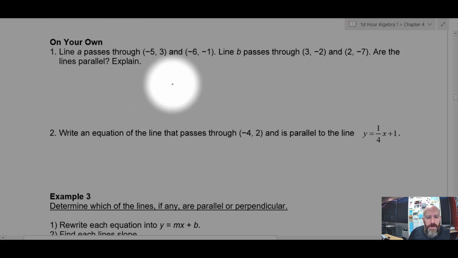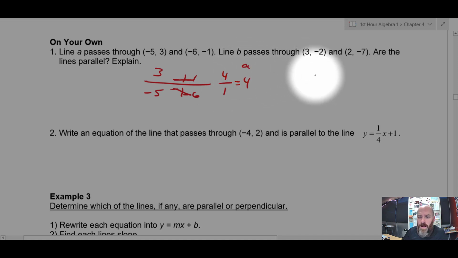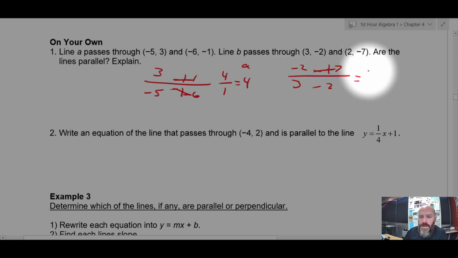All right, now that you're back, I'm going to figure out the slope of line A. So that's going to be my slope formula. So when you did this, hopefully you got 4 over 1, which is 4 for line A. So line A has a slope of 4. Line B, negative 2, 3, negative 7, 2. I'm going to get 5 over 1. So they are not parallel.